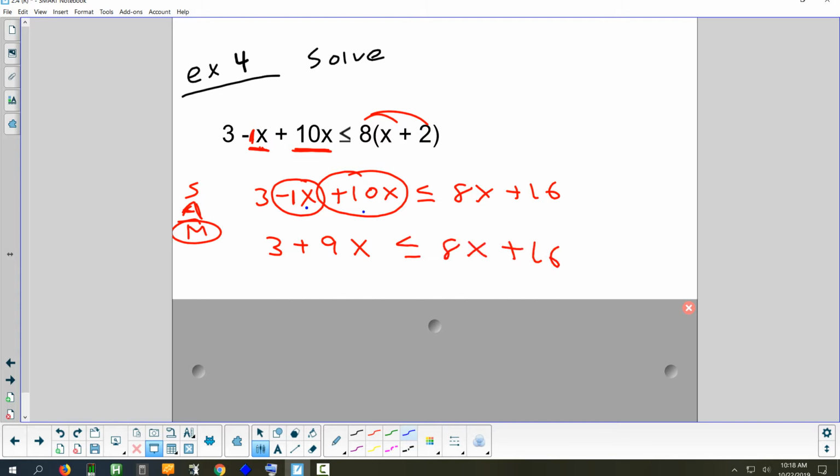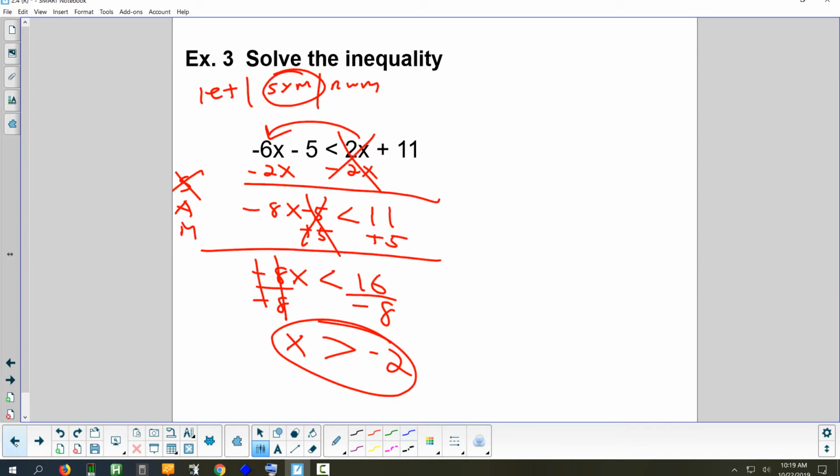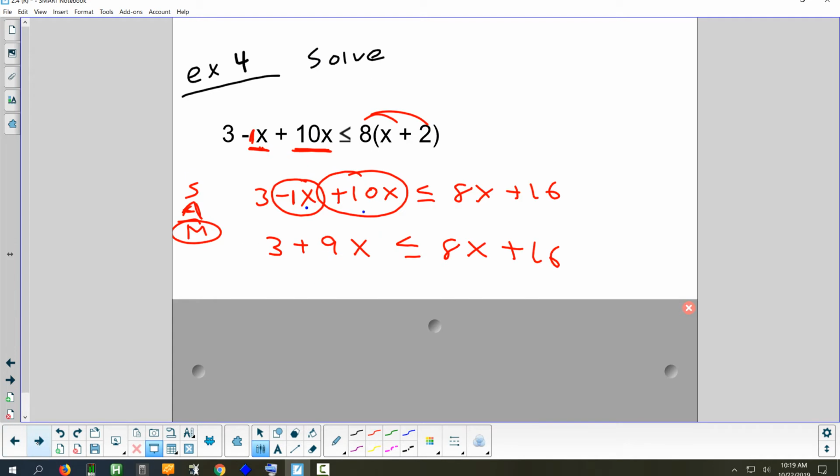8x plus 16, I just copied it down. Now, look at that problem. And look at this problem. They're pretty much the same from here. You got a number and a letter on the left, number and a letter on the right. That's exactly what we have now.